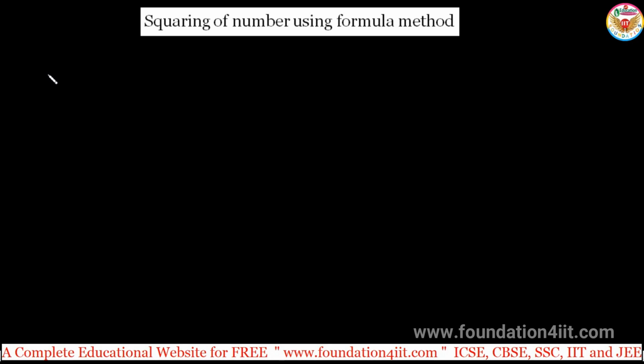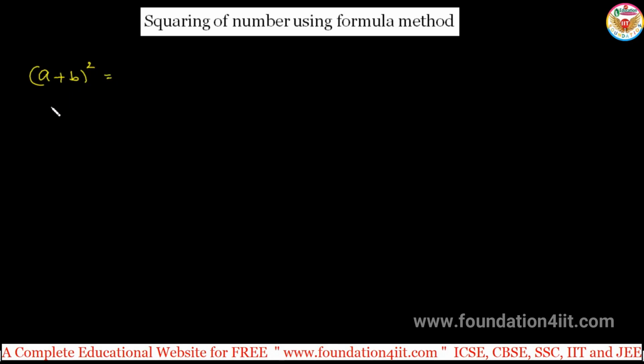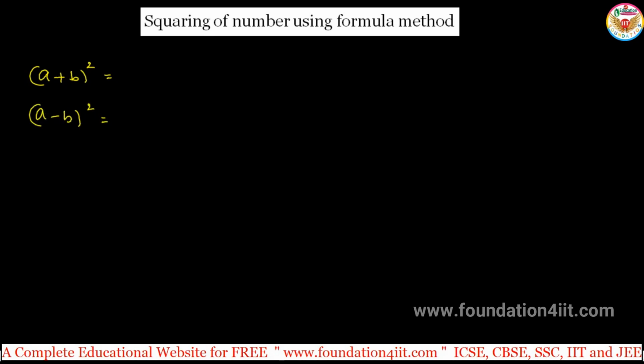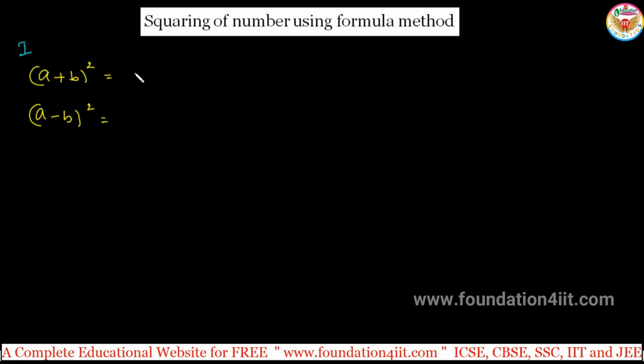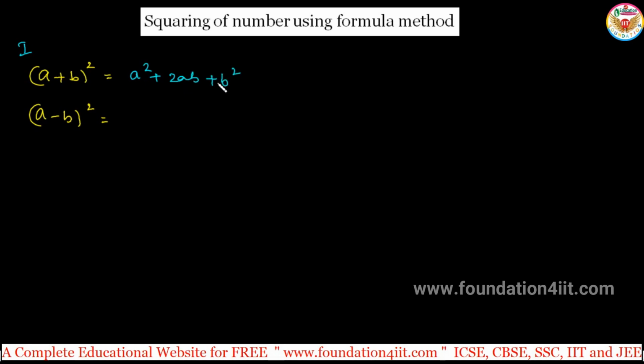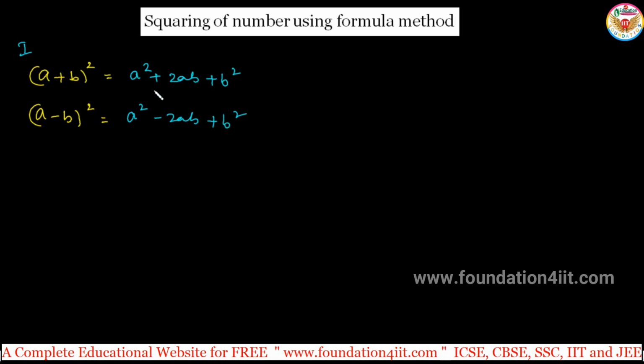First one, (a plus b) whole square, or (a minus b) whole square. These two together are only a single set. This is one method. Let us follow it first. (a plus b) whole square is a square plus 2ab plus b square, and (a minus b) whole square is a square minus 2ab plus b square. Let us see how to apply this rule for squaring a number.